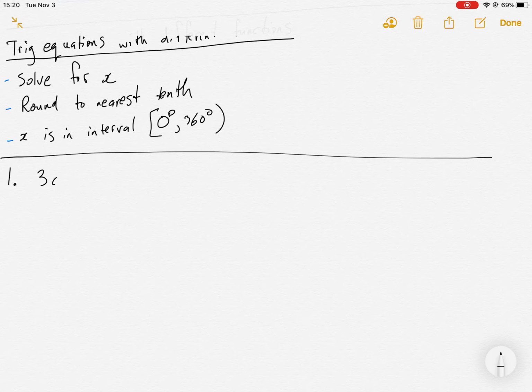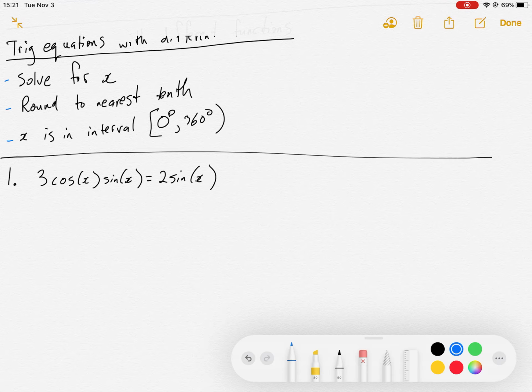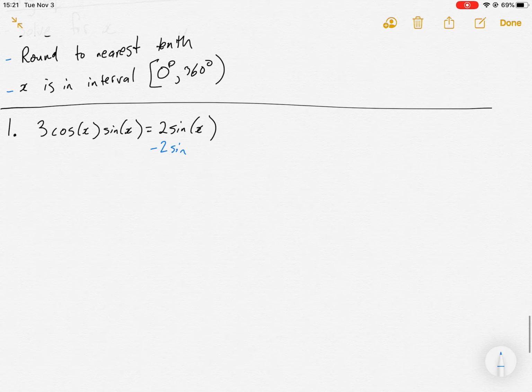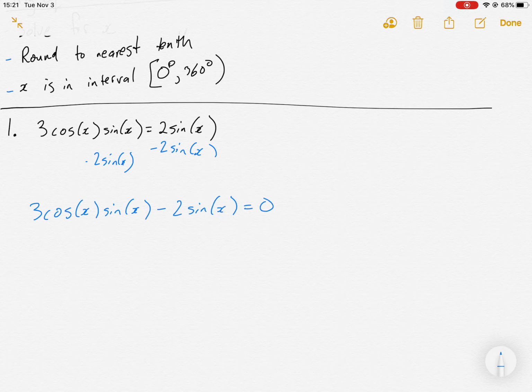So the first one we're going to solve is going to look like this. 3 times cosine of x times sine of x equals 2 sine of x. Now I want to do this one in two different ways. So the first one I'm going to show you involves collecting all the terms on one side. So I'm actually going to subtract the 2 sine of x over to the other side. But notice this is not really a like term, so I'm going to end up with 3 cosine of x sine of x, and then minus 2 sine of x. And then all of that equals 0.